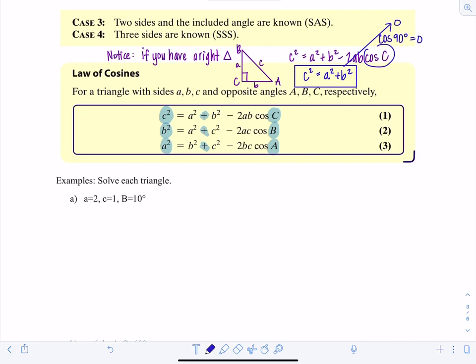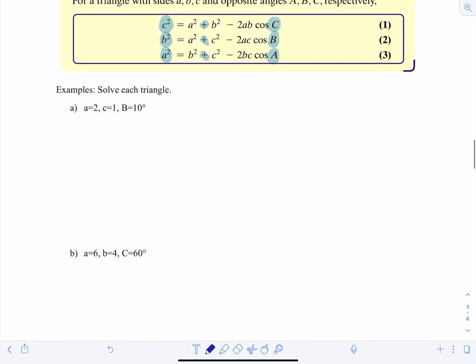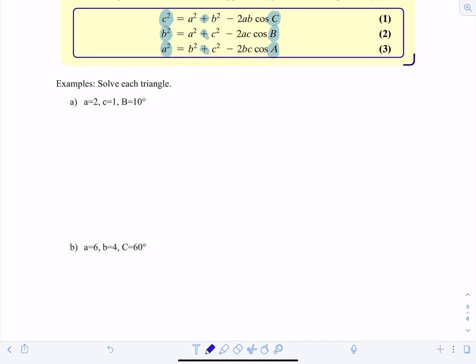Okay, so let's look at some examples of how to solve triangles using the law of cosines. So we have a is 2, c is 1, B is 10 degrees. So let's draw up a picture here so we can just orient things. It doesn't have to be to scale. So I'll label this A, B, C. They told me angle B is 10 degrees, side a is 2, and side c is 1. So the first thing I'm going to do is solve for side b using the law of cosines.